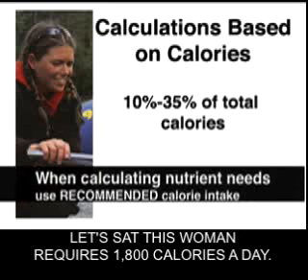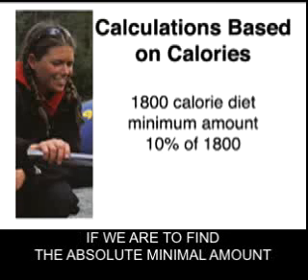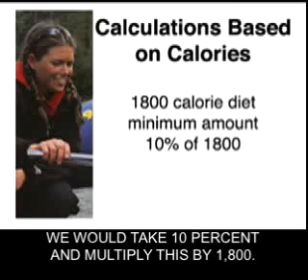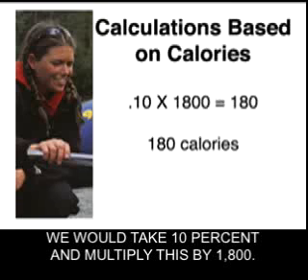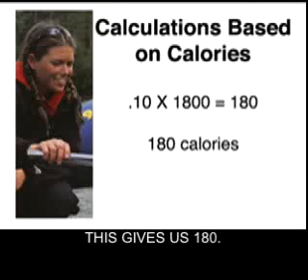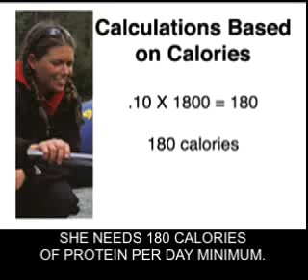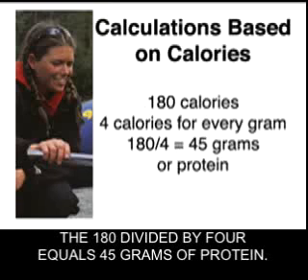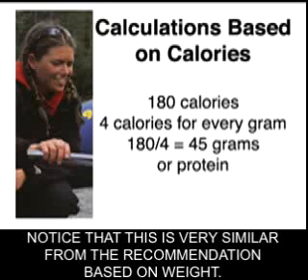Let's say this woman requires 1,800 calories a day. If we were to find the absolute minimum amount of protein she could eat and still maintain a healthy diet, we would take 10% and multiply this by 1,800. This gives us 180. She needs 180 calories of protein per day minimum. If there are 4 calories for every gram of protein, then 180 divided by 4 equals 45 grams of protein. Notice that this is very similar to her recommendation based on weight.